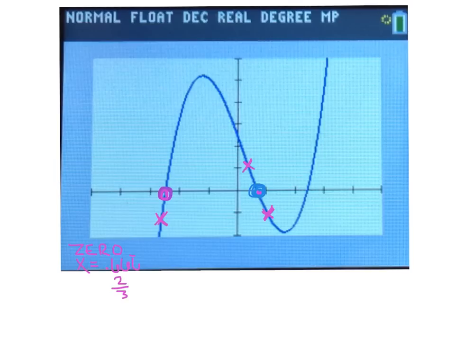So we're going to start all over again. It's a long process, but we're going to get faster and quicker at it to the point where it just takes you 5 or 6 seconds to do this whole process. Second trace, choice number 2, 0. I'm going after this root right here.